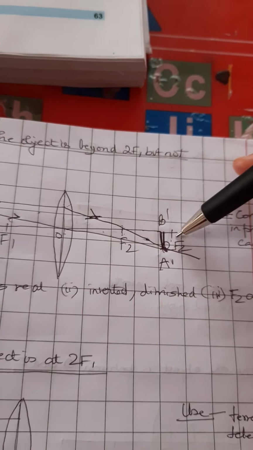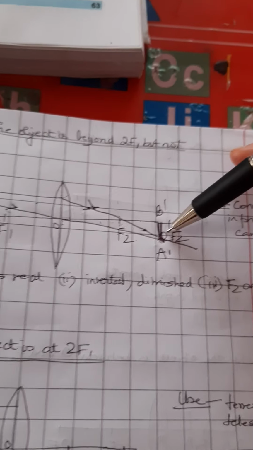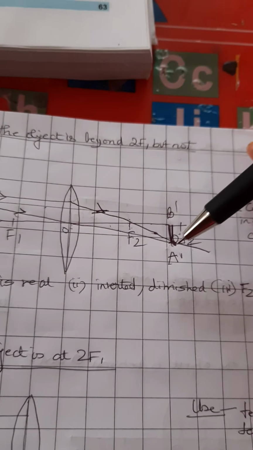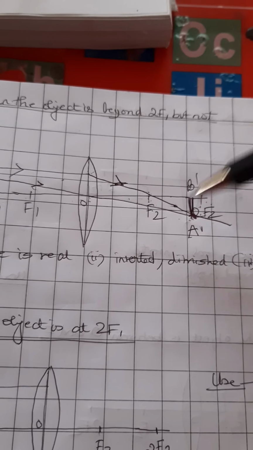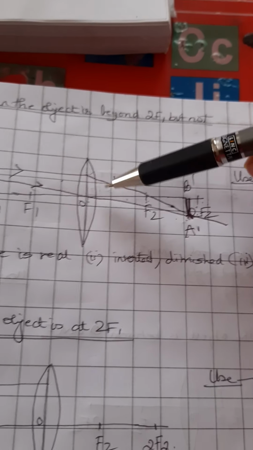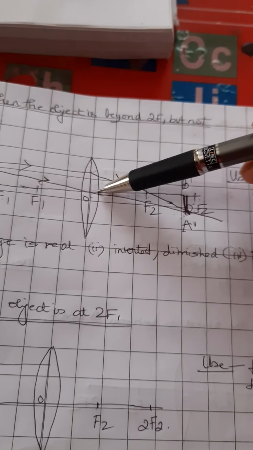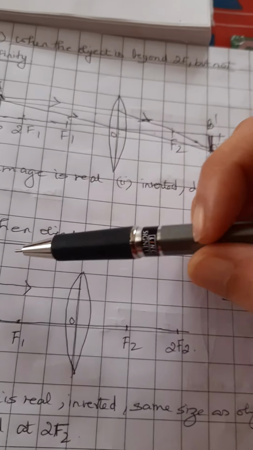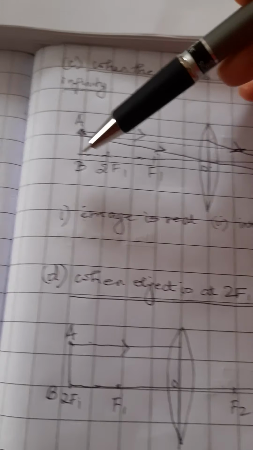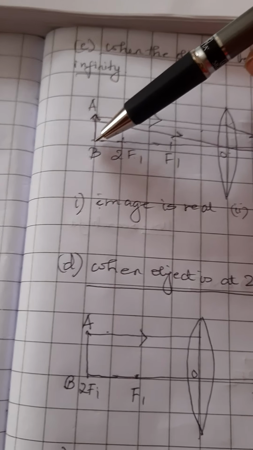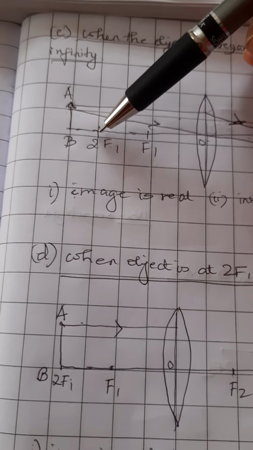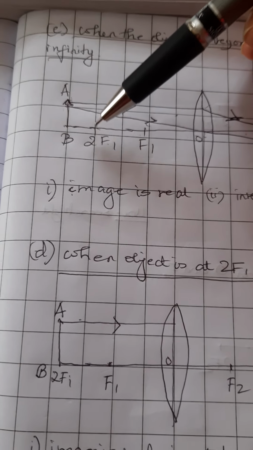This image is real, inverted and diminished, and the use of this is in a photographic camera, which has a convex lens. Now, we have seen the object kept beyond 2F1 when brought from infinity. Next it is going to be kept here at 2F1.